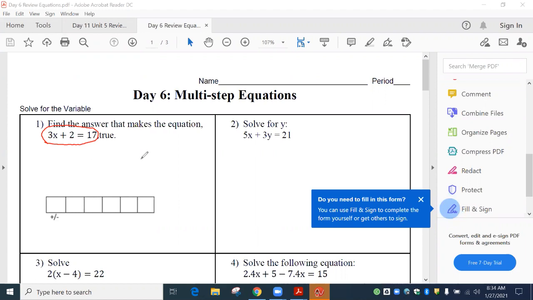A lot of kids will read this, and it's good that you're reading, but then they let the words get to them instead of focusing in on what they know. So it says, find the answer that makes the equation true. And a lot of kids will get stuck on this word true right here. They're like, oh man, it's not even true or false down here. It's agreeable. And they get so lost on this that all of a sudden they don't know what they're supposed to do over here. So one of the things I tell kids is don't let the words get to you.